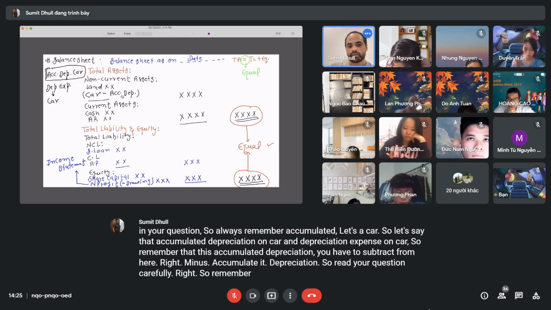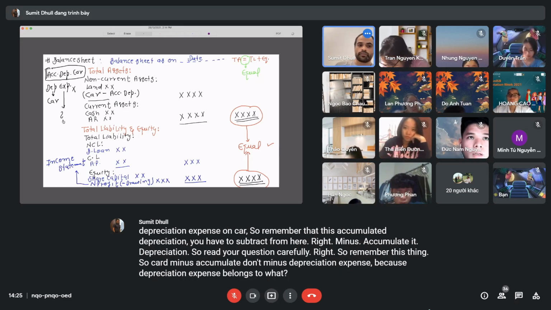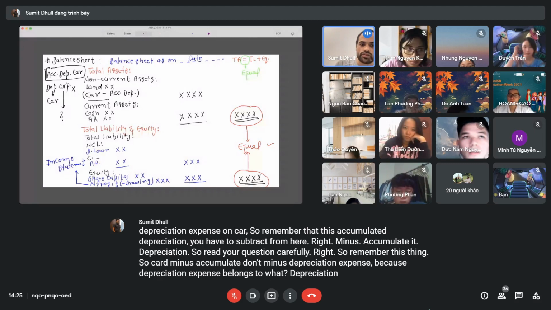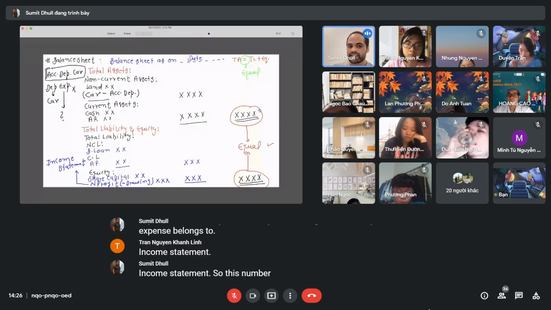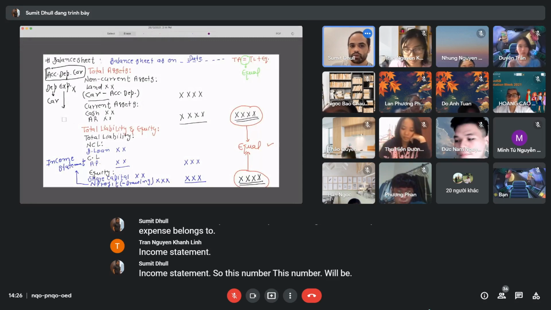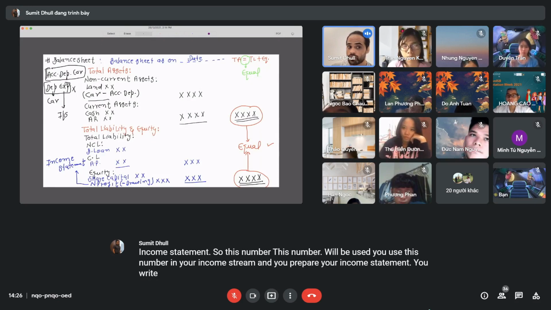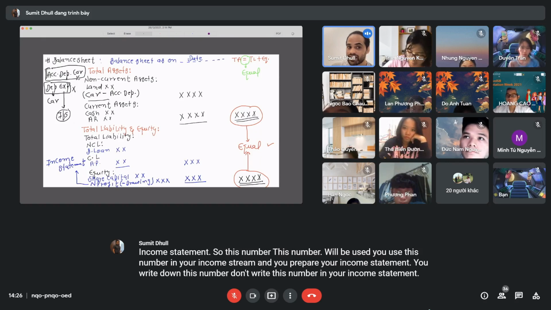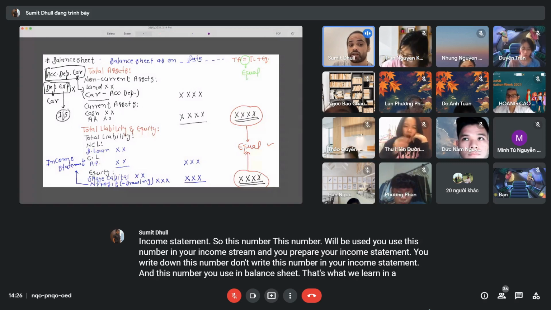So remember this thing. Car minus accumulated depreciation. Don't minus depreciation expense, because depreciation expense belongs to what? Depreciation expense belongs to the income statement. You use this number in your income statement. When you prepare your income statement, you write down this number. Don't write the other number in your income statement, and this number you use in the balance sheet. That's what we learned in the previous topic.